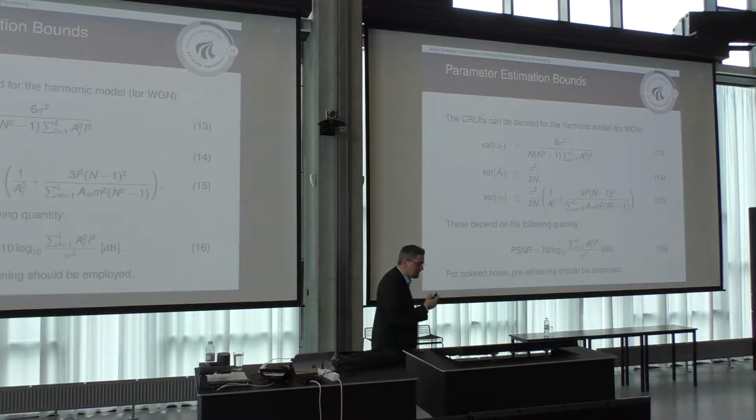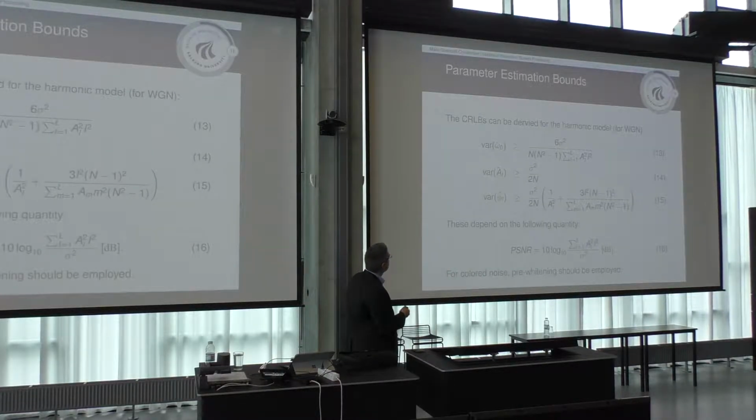And for the harmonic model, you can arrive at these bounds here. So you can see, for example, you can put a bound on the variance of the fundamental frequency here. That depends on the noise variance. Well, this is called white Gaussian noise.